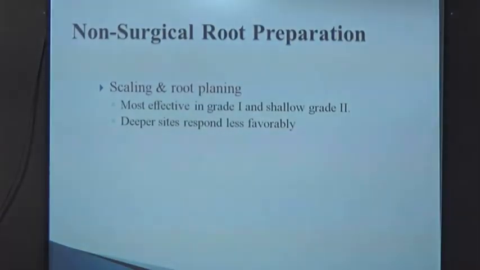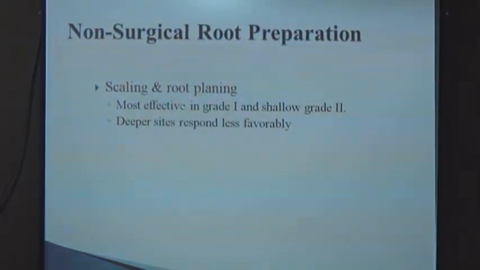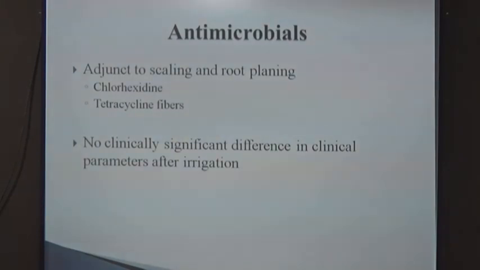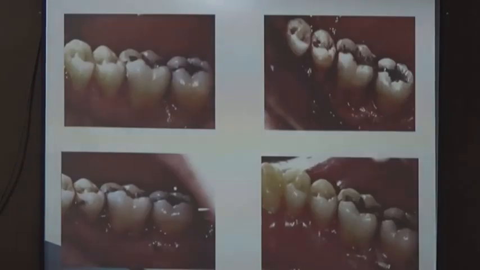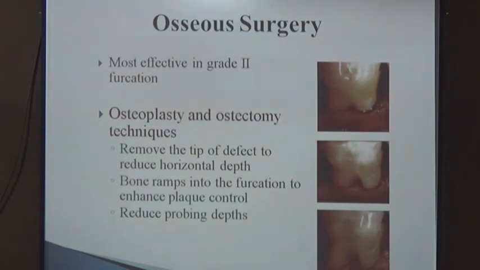Non-surgical root preparation is most effective in grade 1 and shallow grade 2. So, in grade 1, what is the treatment? Scaling and root planing. Antimicrobial, all those things, scaling and debridement. Grade 2, osseous surgery. Grade 1, scaling and root planing. Why grade 2 osseous surgery? Because of the cul-de-sac, on one side there will be bone loss, on one side there will be no bone loss. So you better do an osseous surgery. What type of osseous surgery? Osteoplasty and ostectomy, both should be done.